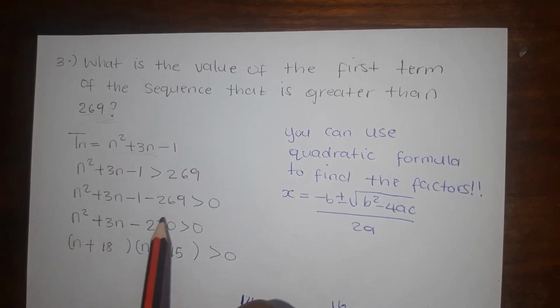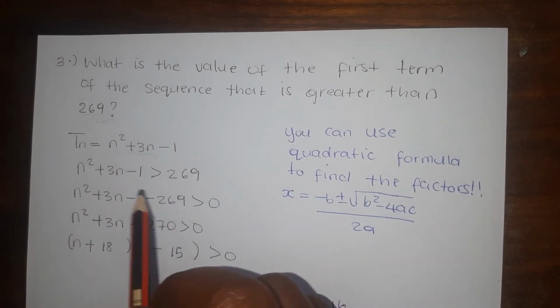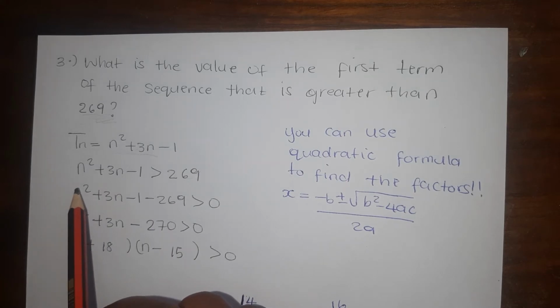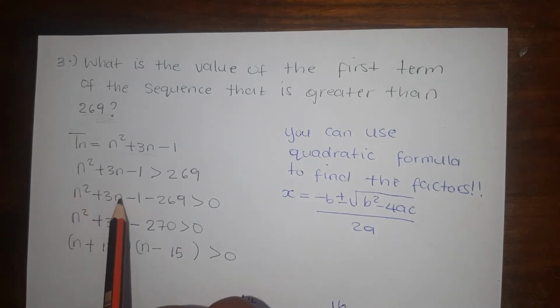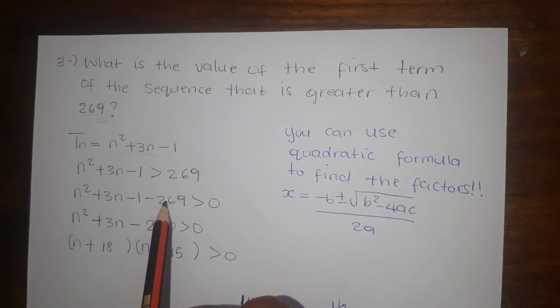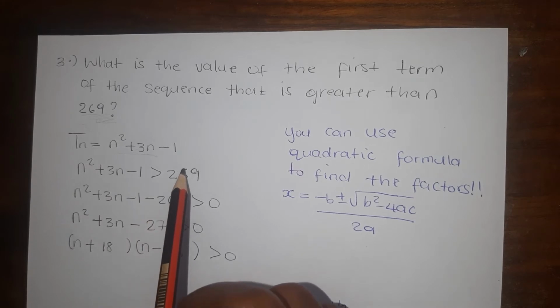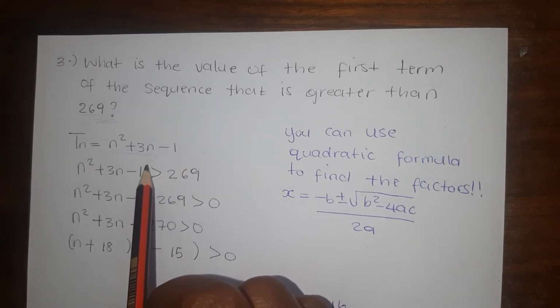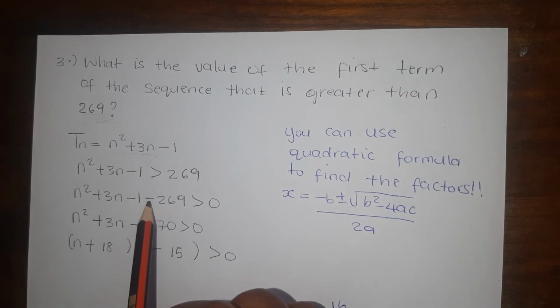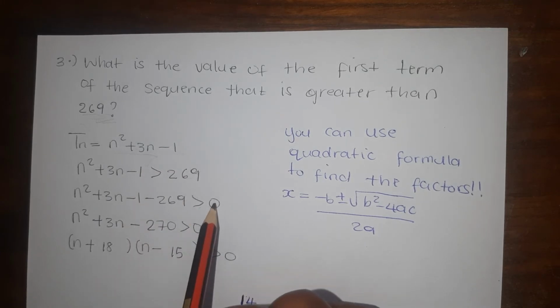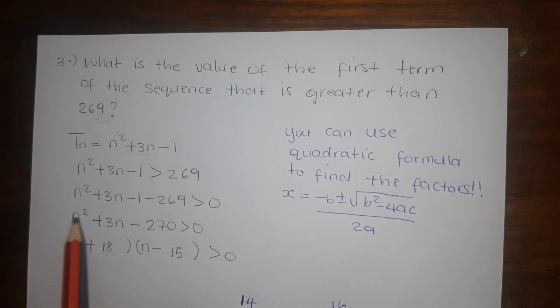And then guys, this becomes n squared plus 3n minus 1 minus 269. This one, when it gets to this side, changes the sign, it becomes negative. Then we say it's greater than 0. And then we simplify further, we get n squared plus 3n minus 270 is greater than 0.